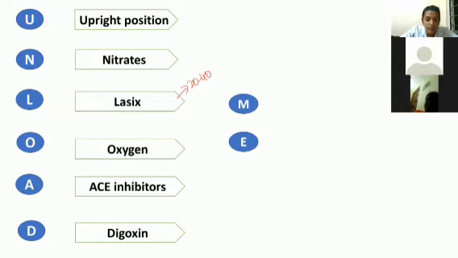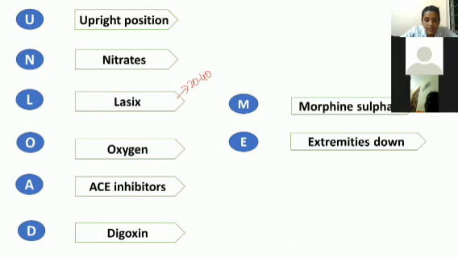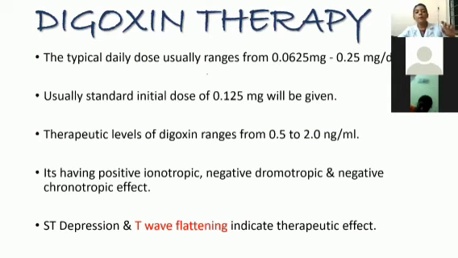Then digoxin. Digoxin is a very important drug in heart failure, and there are many questions from previous papers regarding digoxin therapy, so we will discuss it in detail. Then morphine sulfate for reducing pain, and extremities should be down, so that is UNLOAD ME. Upright position, nitrates, Lasix loop diuretics, oxygen, ACE inhibitors, digoxin, morphine sulfate, and extremities down. Okay.